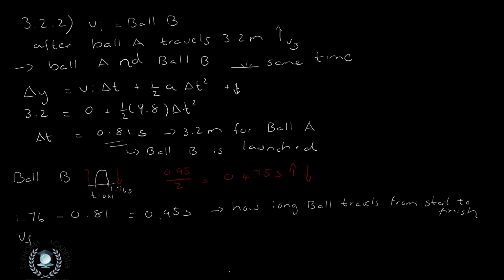Alright, so now that we're just looking for the initial velocity, we can just use this formula. Vf is equal to Vi plus our acceleration multiplied by delta t. This Vf is going to be 0 because, sorry, the Vf that we're defining is when ball B is at its maximum height.